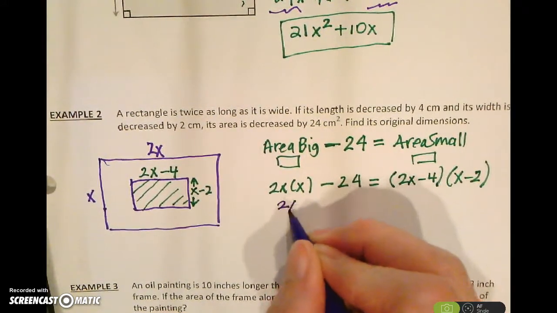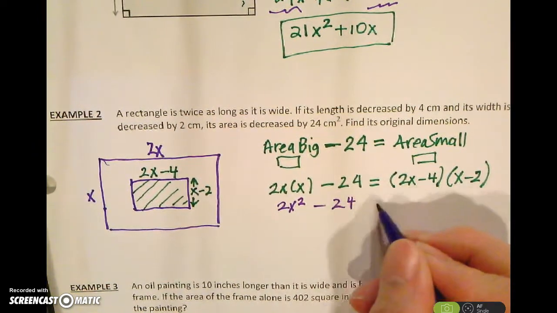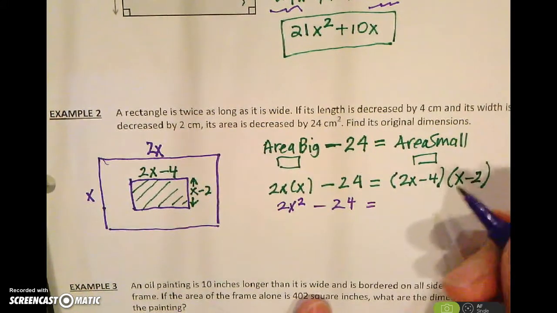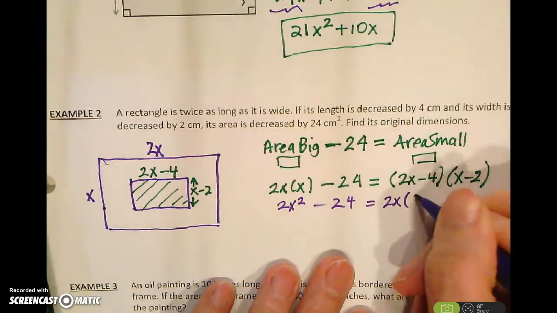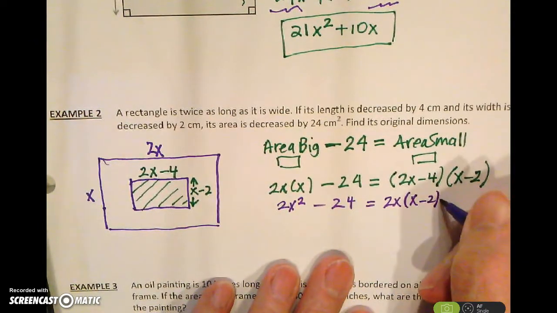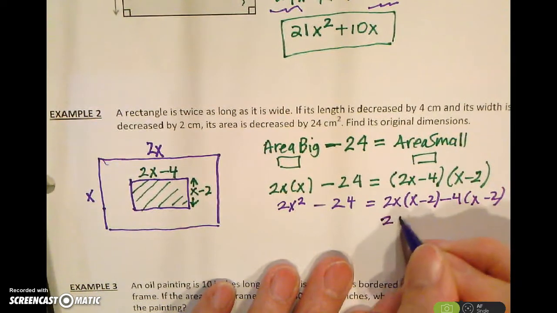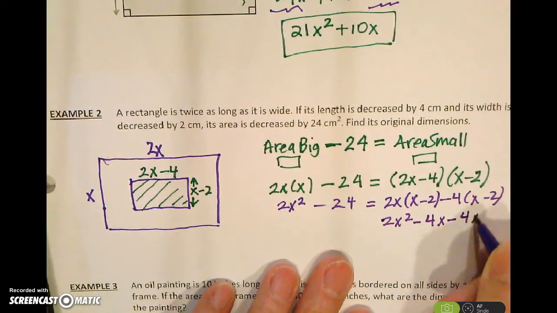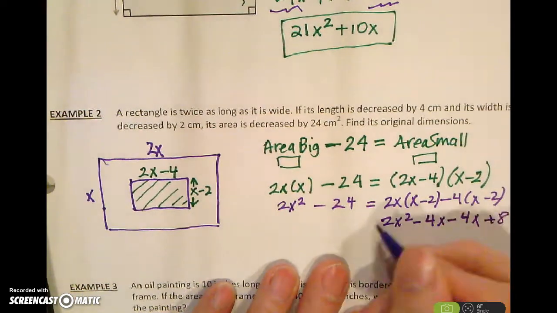So this will be 2x to the second, minus 24. We need to eliminate our parentheses, so we're going to have to double distribute. So I'm going to have 2x times x minus 2, and then minus 4 times x minus 2. So that will be 2x squared minus 4x minus 4x, and then a negative 4 times a positive 2 is going to be positive 8.